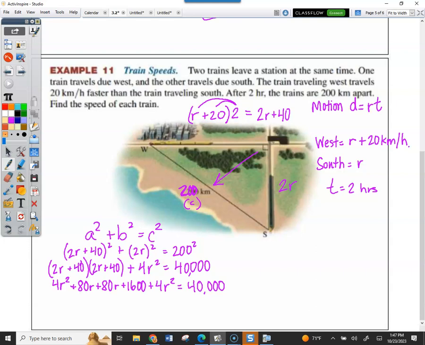Combining like terms, I've got, let me color coordinate, 4r squared, 4r squared, and 80r, 80r. And then plus 1600 equals 40,000.